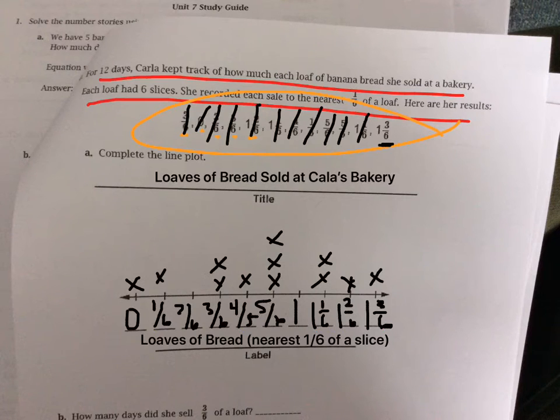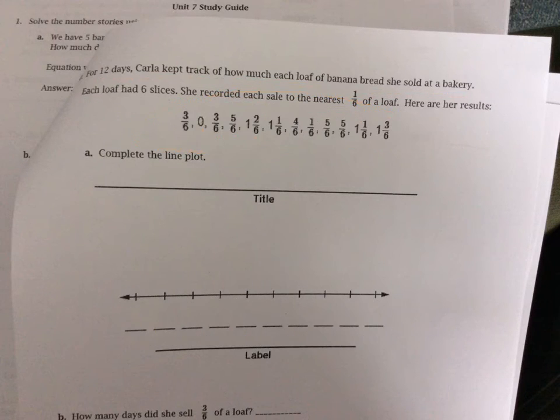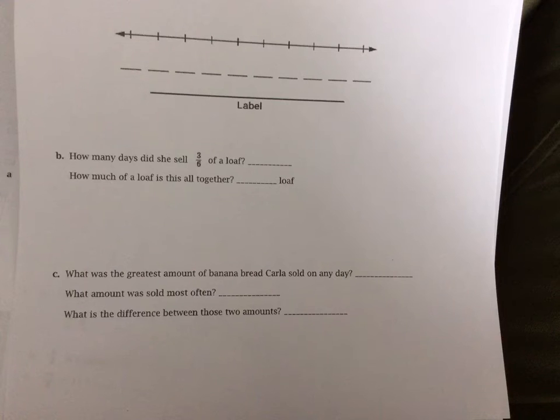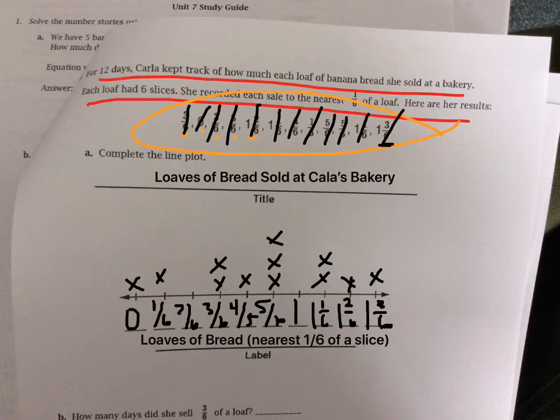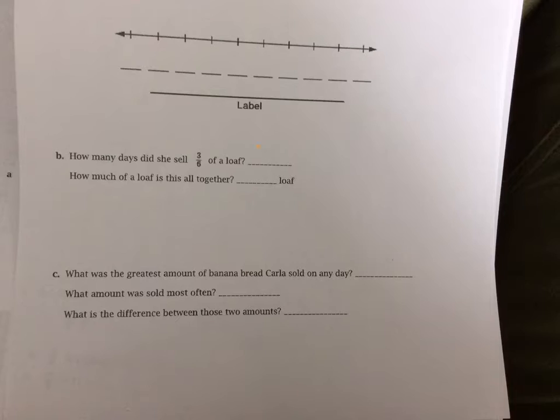Letter C, what's the greatest amount of banana bread Carla sold on any day? So if we look back at our data, we know one day she sold 1 3/6 loaves of bread, which is awesome. What amount was sold most often? I'm going to go back and see which amount I have the most X's above. 5/6 of a loaf was the greatest. And then what's the difference between those two amounts? The greatest amount she sold, and the amount she sold most often.